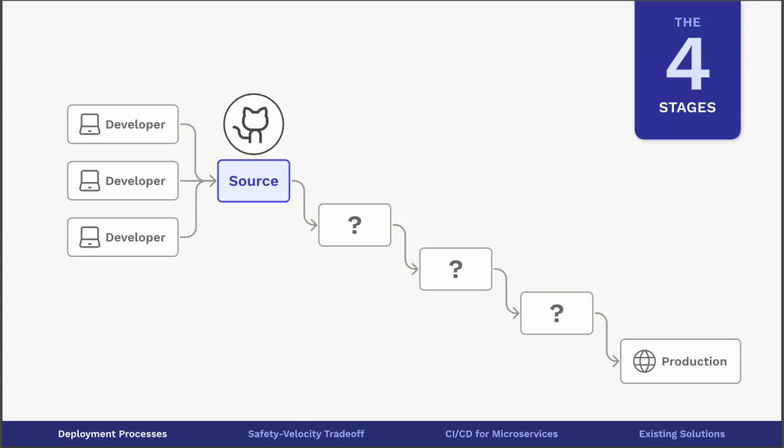First off, we have the source stage. For any deployment, the source of the code must be identified. And usually it's a version control system like GitHub that's used to collect code from local developers in one central place. And this is where the deployment process begins.